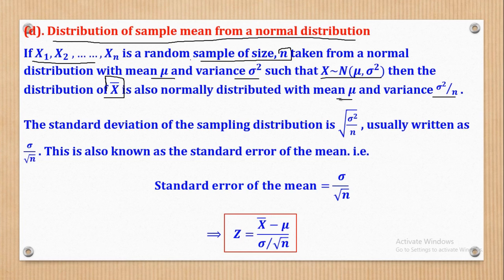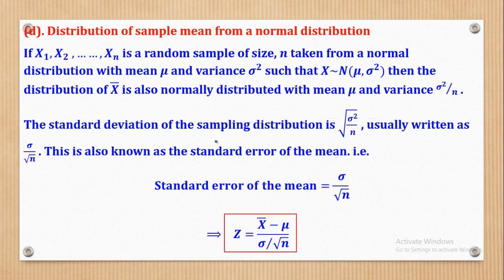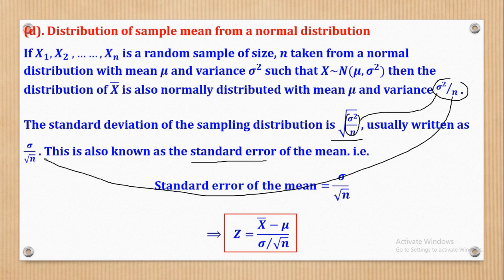So this is a symbol for the sample mean, and this one is what we call the population mean. So those two are different. And now this variance will be this. So the variance for this random variable is that. Now that means that the standard deviation for the sampling distribution is the square root of this variance, which is that. Now this one has a special name and is called standard error. So when they ask for standard error, it means that they want the standard deviation for this sampling distribution.